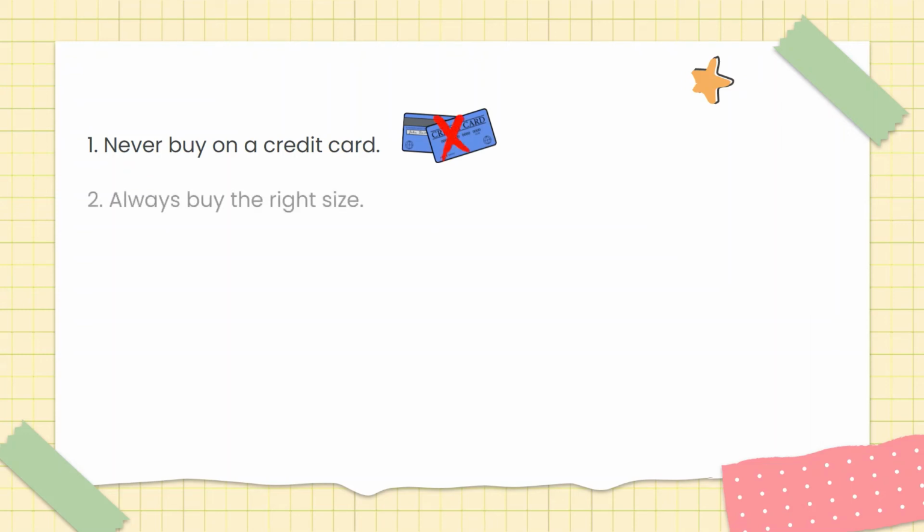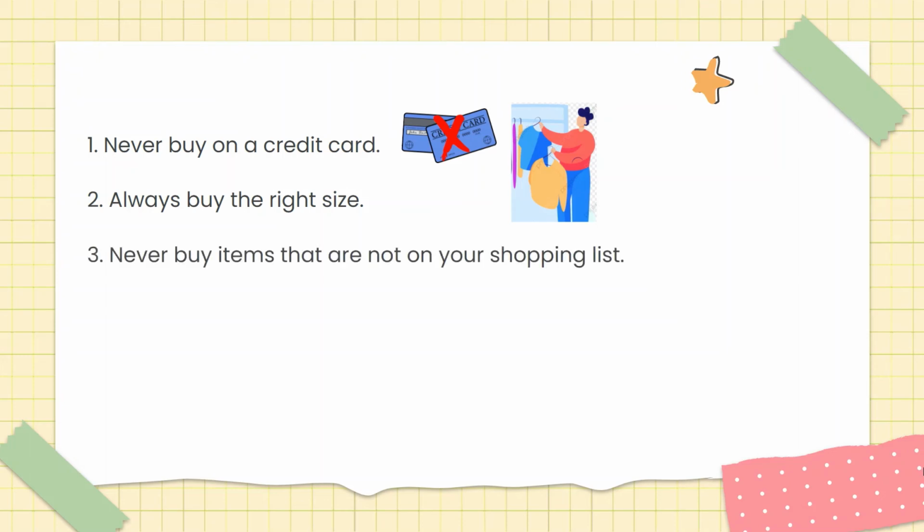They are as follows. Never buy on credit. No matter how tempting the offer, do not grab it. Wait until you have available cash to buy the item. Always buy the right size. It is a waste of time, money, and energy when you get the wrong size. Never buy items that are not on your shopping list.